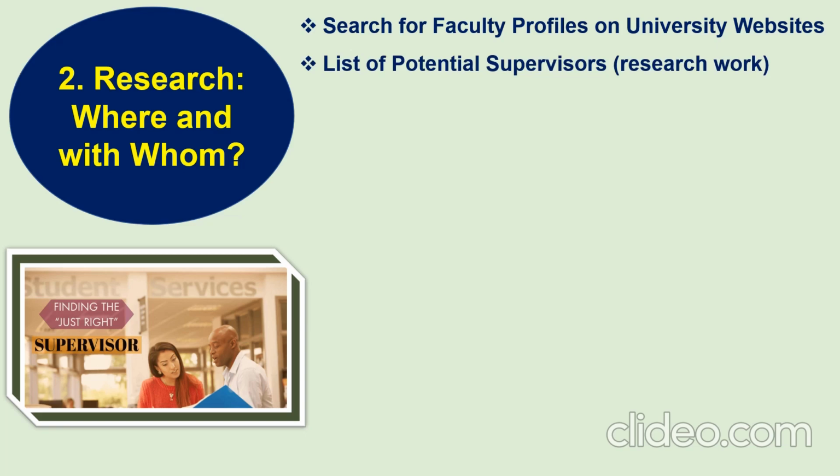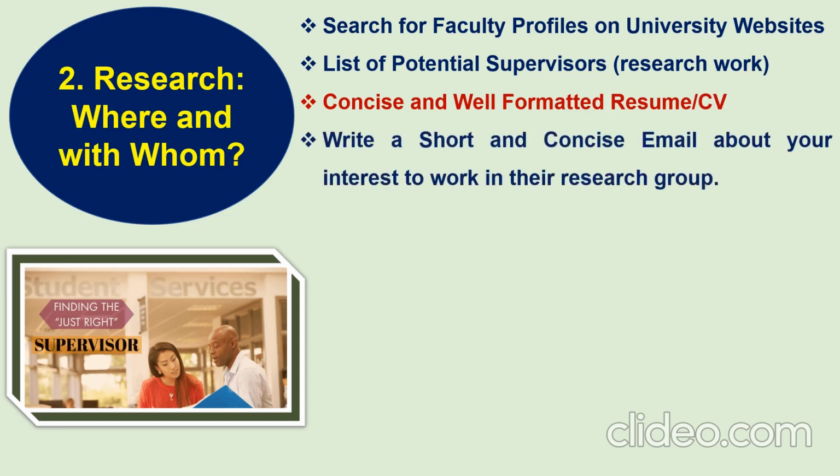After making that list, you can also make your concise and well formatted resume or CV. A format of this CV, like a sample copy, has been provided in the link of this video. You can follow that. Next, once you have this list of supervisors, you can start writing a short and concise email about your research interest and your willingness to work in their research group, and you can also attach a copy of your CV in the mail.